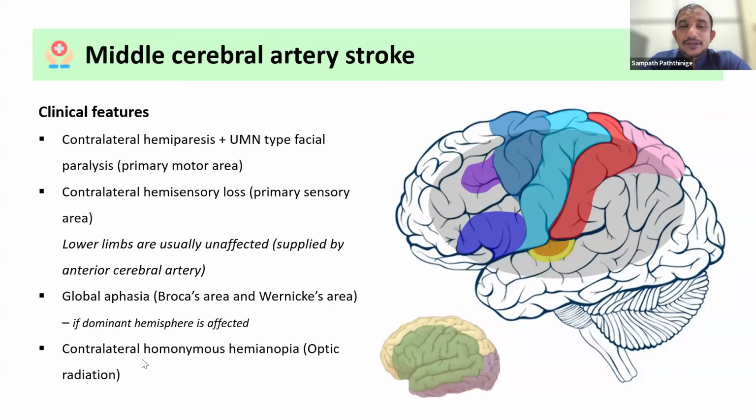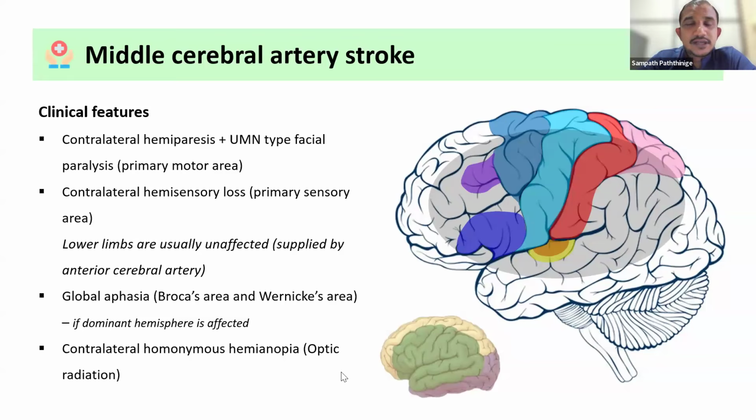Then they have contralateral homonymous hemianopia. This is not due to an effect on the cerebral cortex. Inside the substance of the parietal lobe, we have the optic radiation. So damage anywhere beyond the optic chiasma will lead to contralateral homonymous hemianopia. This is not due to damage to a cortical region.